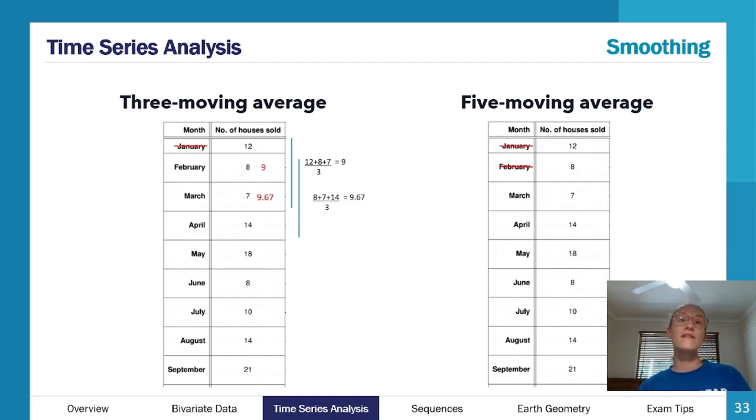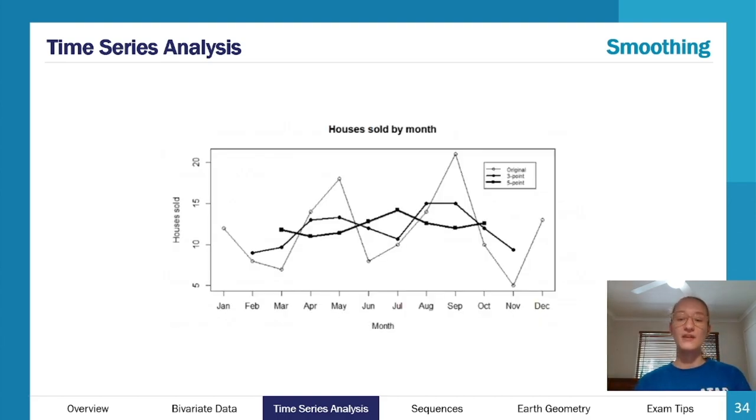Same with our 3 moving average, except we just wouldn't be able to use December because we could average November, but then we couldn't do it for December. So 5 moving average, same deal. I'm taking the point for March and the 2 points beforehand and the 2 points after. I'm adding them together, I'm dividing them by 5, and that gives me my value for March. And then that's the process of it.